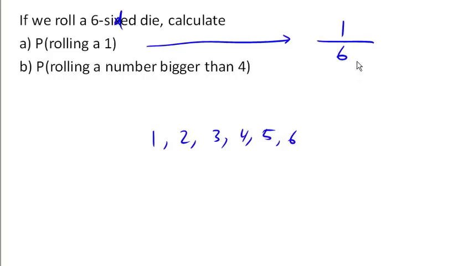Now, how about in this one? The probability of rolling a number bigger than 4. How many ways can that event occur? Well, there are two numbers that are bigger than 4. So there are two outcomes that correspond to the event, out of how many total outcomes? 6. And this is a fraction, so we can reduce it. And so there's a 1 out of 3, or 1/3 probability, if you roll a die, of rolling a number bigger than 4.